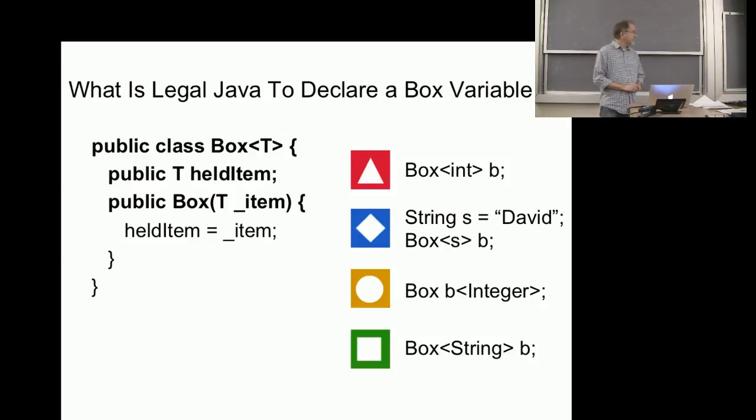Now a more serious question. If I'm trying to declare a generic box T, and I want to make a variable of that type, which way is a legal way to declare B, given that code?